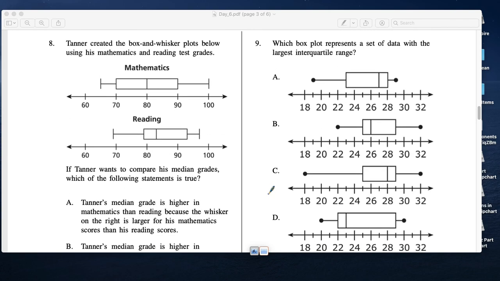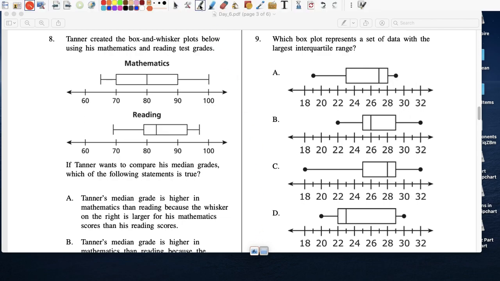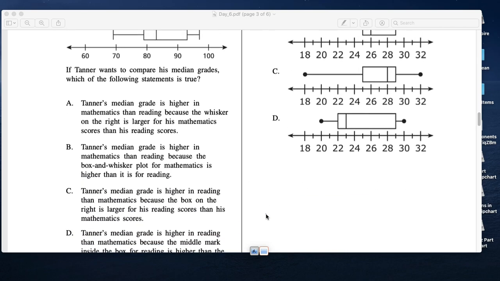9. Which box represents the data with the largest interquartile range? So again, look at this and see which of these boxes, rectangles, is greatest. Is it A? Is it B? Is it C? Or D? Look how big this one is. So the interquartile range is definitely greater in letter D. So visually you can check. Once you understand what the interquartile range is, that makes it much easier.